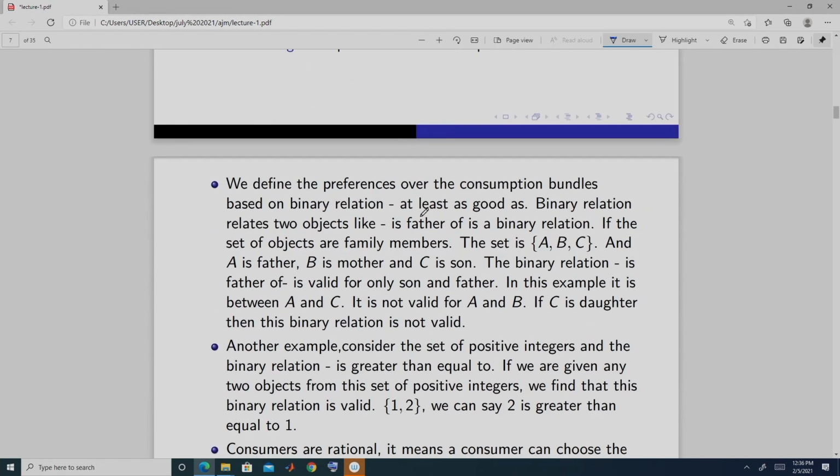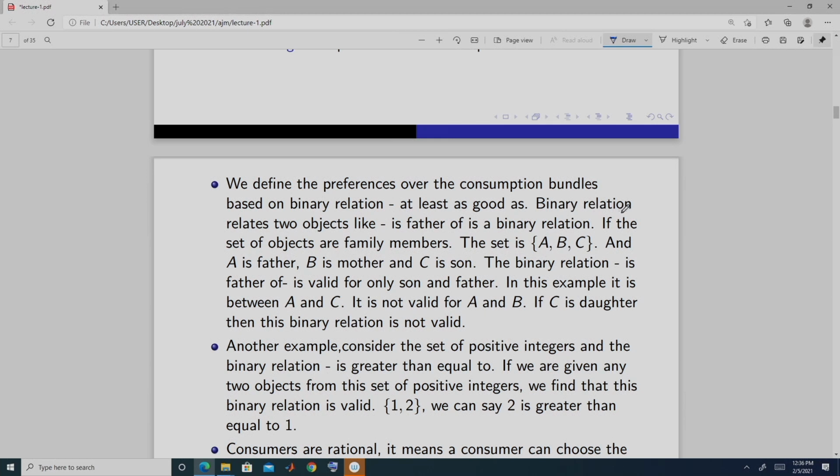Now, how do we define the preferences? Preferences mean that when we are choosing, we are doing some form of comparison, right? How do we do that? So we introduce something called a binary relation.